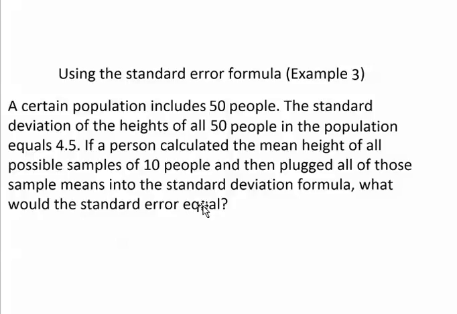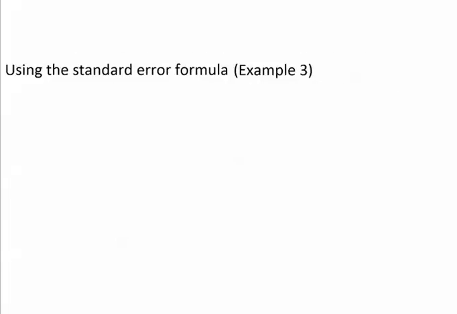There's only 3 things that we need to know to use the standard error formula. We have to know the population size, the number of people in the population. We have to know the sample size, and we have to know the population standard deviation. The population has 50 people. The population standard deviation is 4.5, and we want to find the standard error of all possible samples of 10 people that could be selected from this population. We can plug in those 3 pieces of information into the standard error formula.